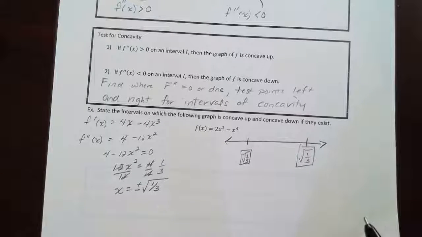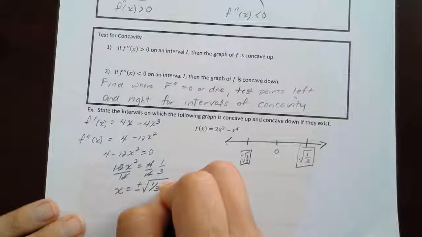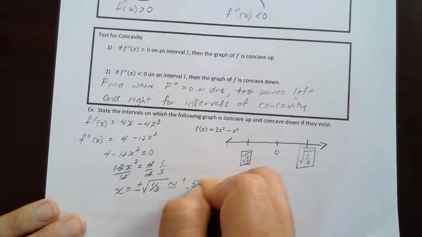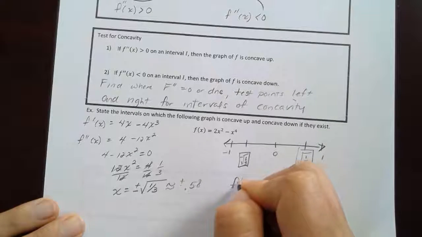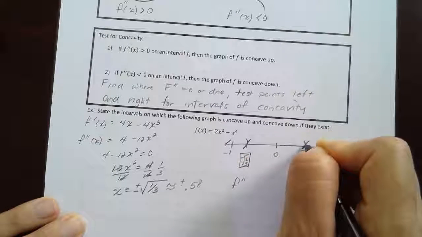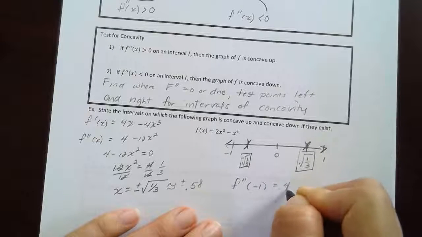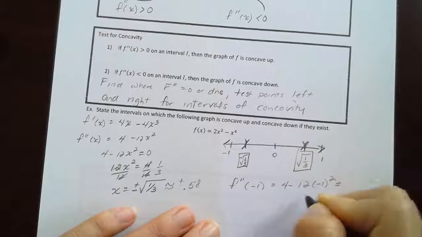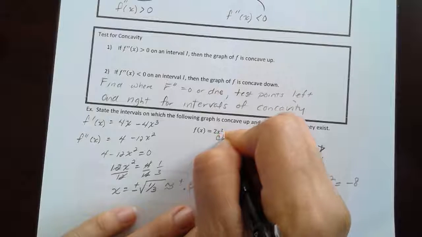Okay, I need an approximate value so I can figure out what my points are. Well, I know I can pick 0, it definitely will be in between. But if you throw this into the calculator, this is approximately 0.58, which means we can pick a negative 1 on this side and a positive 1 on that side for test points. So let's go ahead and put these test points into our second derivative. f double prime of negative 1 will be equal to 4 minus 12 times negative 1 squared, which will be negative 8. So if you're negative, that means you're going to be concave down.